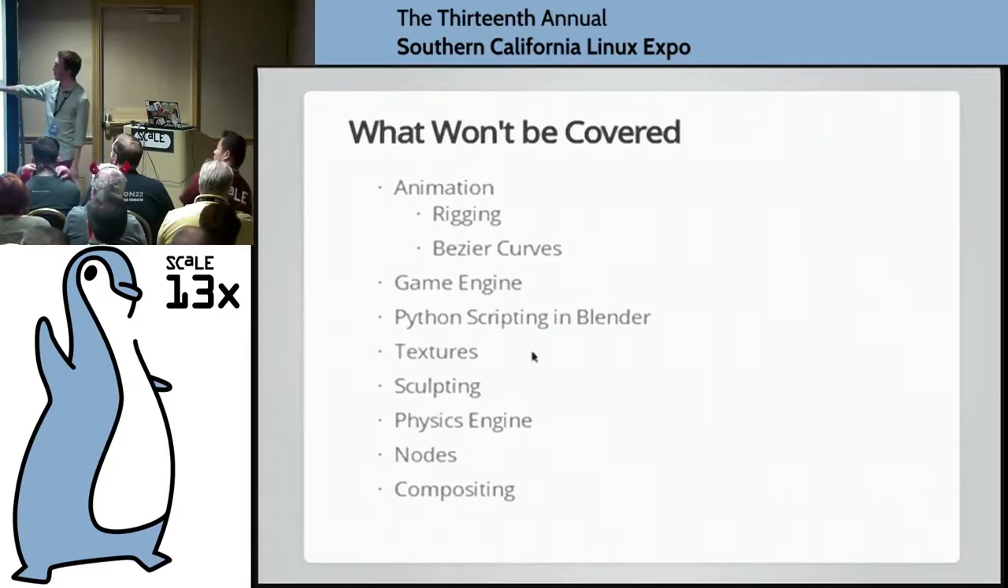What won't be covered, though, Blender has a lot of features. We won't be covering very complex animation things. There's some high-level tools like rigging a character, giving them bones. We're not going to cover that. We're not going to cover the game engine or the Python scripting or textures or sculptures or the physics engine or compositing. Blender's got a lot going on. We only have an hour, so we're going to cover a very small scope and try to cover it very thoroughly. So yeah.